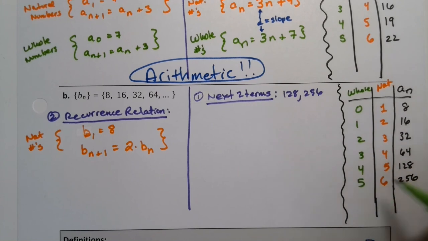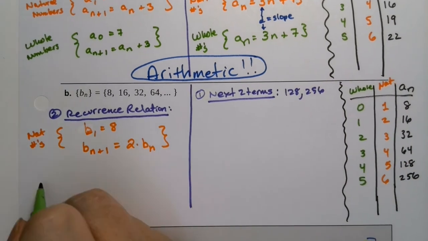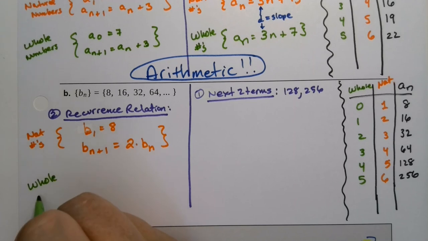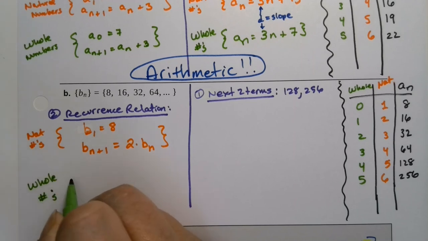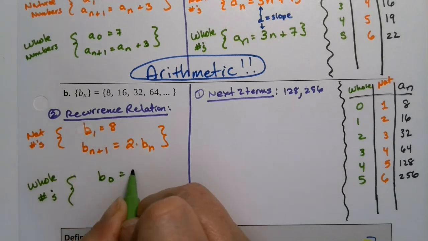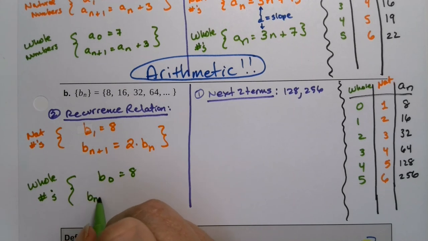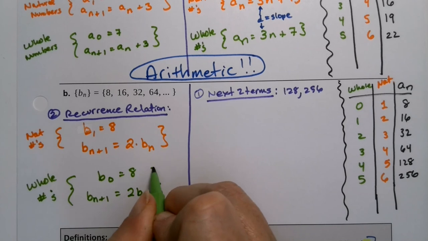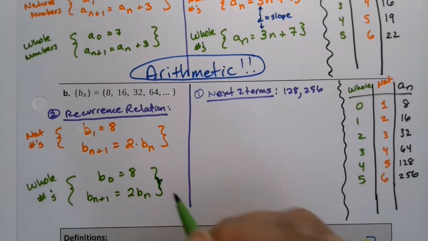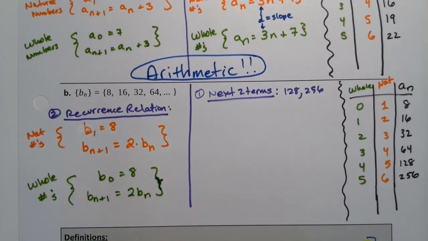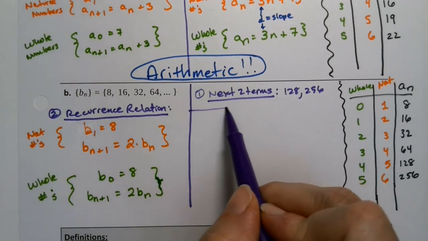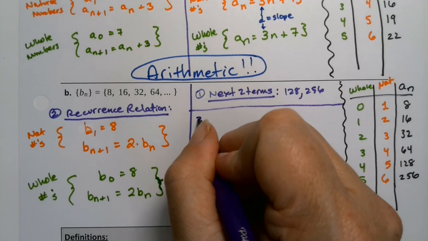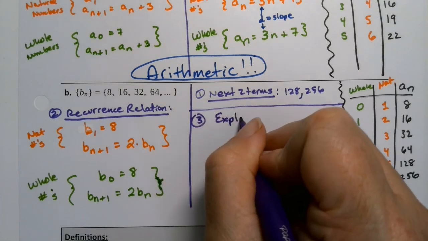Well, it's not going to change the multiplying by 2 piece. It just changes where you start. So you say b sub 0 is 8. And then b sub n plus 1 is 2 times b sub n. It's basically the same relation, but with a different starter. Recurrence relation's easy peasy. Now, what's going to be more fun is the more useful explicit formula.